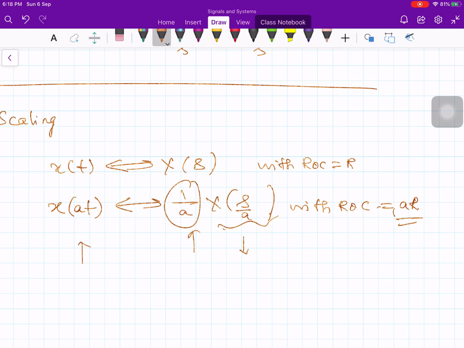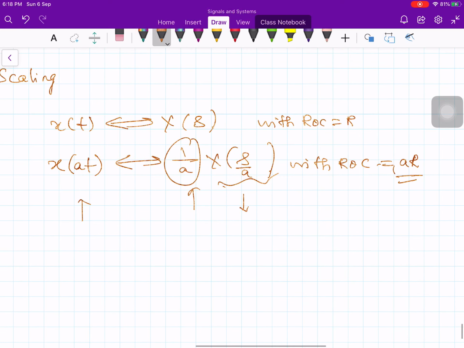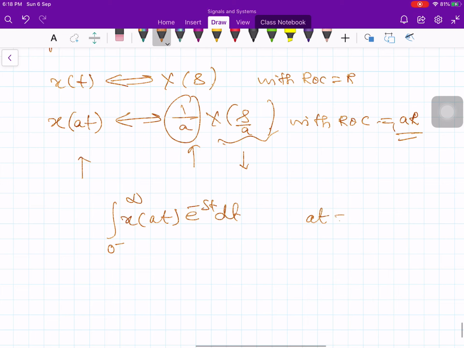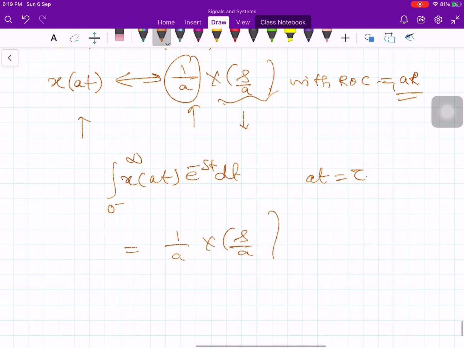The proof is pretty straightforward. You take x of a t, then e to the minus s t dt, with limits 0 minus to infinity. Then you put a t equal to tau, then do the rearrangement. Finally you will end up with 1 over a times x of s by a. The proof is not very difficult. In one step you can get the answer. Now this particular rule comes in handy sometimes in numerical working.